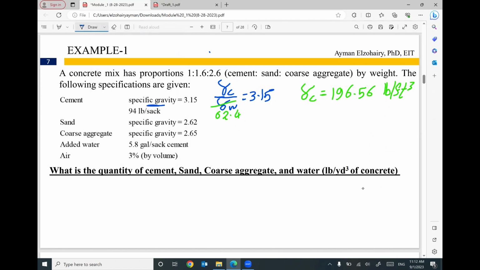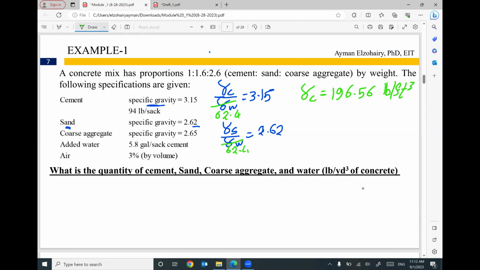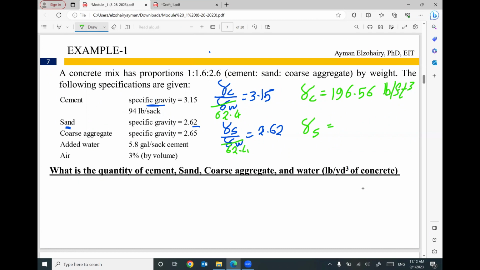At the same time, the ratio between gamma sand and gamma water equals the specific gravity of sand, 2.62. If you remove gamma water and put 62.4, I can tell you the gamma of sand equals 62.4 times 2.62, equals 163.5 pounds per cubic feet.